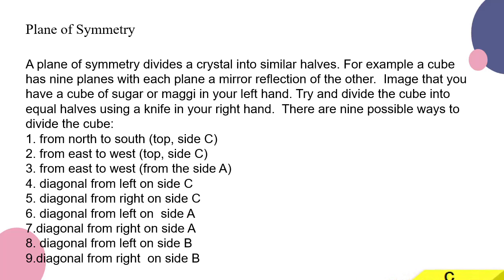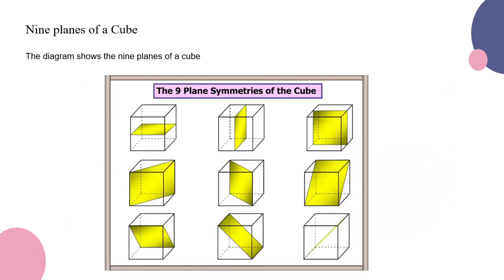4, diagonal from left on side C. 5, diagonal from right on side C. 6, diagonal from left on side A. 7, diagonal from right on side A. 8, diagonal from left on side B. 9, diagonal from right on side B. The diagram shows the 9 planes of a cube.